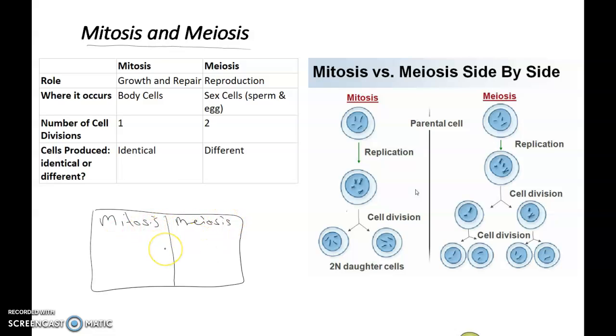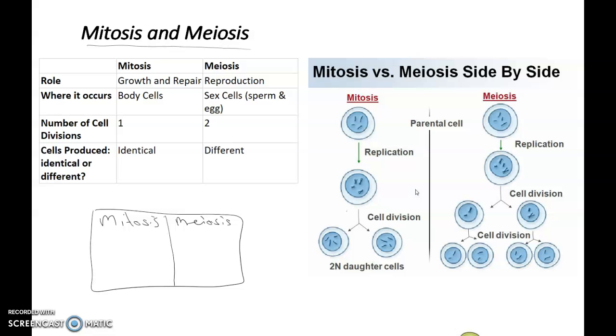It's always really good when we're doing a comparison in science to be able to have our dot points on each side and then our pictures that compare the difference. So I'm going to do my best today to explain these differences to you. The main thing that I want you to focus on is their role. So what is their purpose? And the purpose of mitosis is growth and repair. The purpose of meiosis is reproduction.